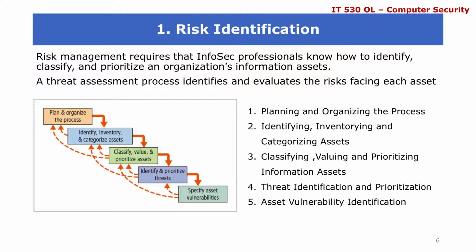Risk management requires that information security professionals know how to identify, classify, and prioritize organizations' information assets, and a risk assessment process identifies and evaluates the risk facing each asset. The first step is planning and organizing the process, which includes the risk identification process, following pretty much the project management principle. This includes organizing a team with representation across all affected groups.